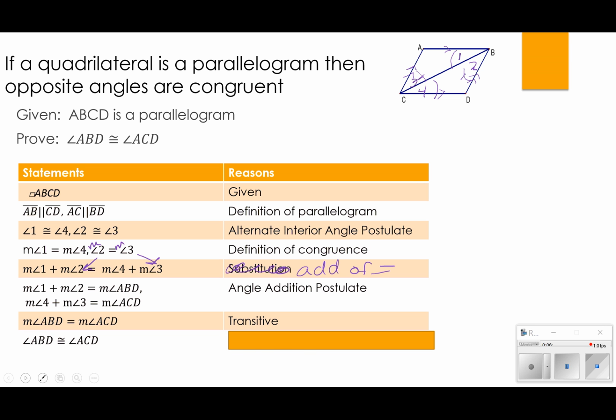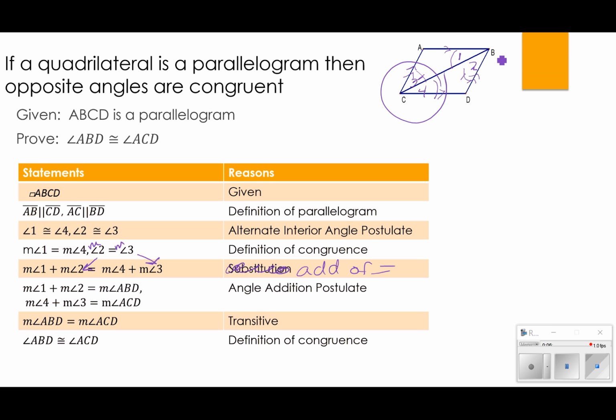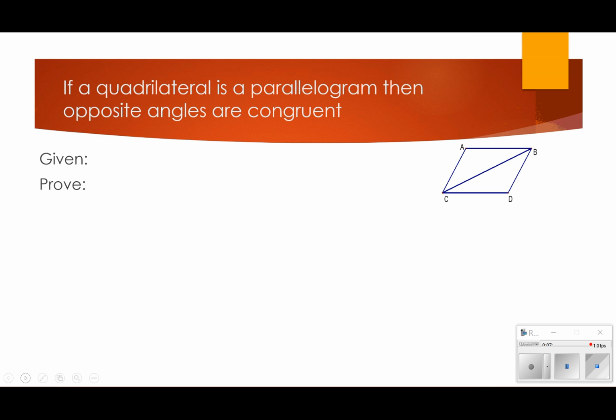And now I've said that angle ABD is congruent to angle ACD by definition of congruence. So those are opposite angles, and it was definitely the tough route that I took to solve this. So that angle and that angle are opposite. And I'm going to show you an easier way to prove that using some of the other theorems that we know. All right, so if I've got a parallelogram, I want to prove that opposite sides are congruent.